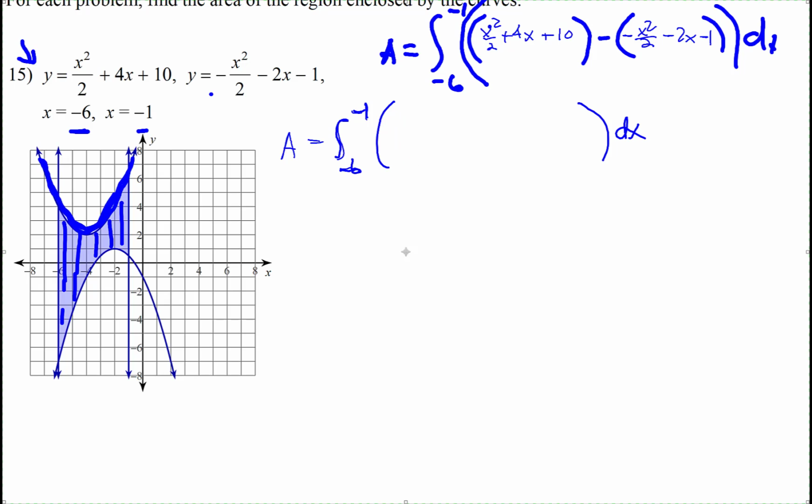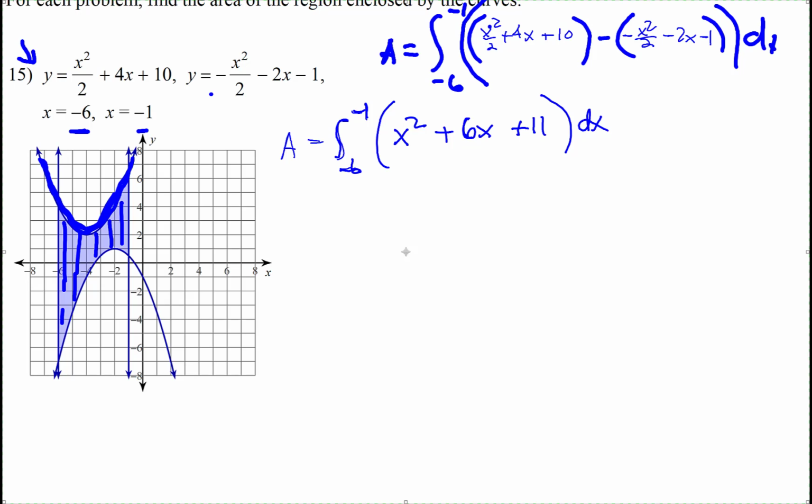Well, x squared over 2, subtract a negative x squared over 2. Well, that's like adding a positive, and 1/2 plus 1/2 is 1 whole. So we have x squared. 4x, subtract a negative 2x, is adding 2x. So 4x plus 2x is 6x. And then 10, subtract a negative 1, plus 1 is 11. All right. So now we are ready to integrate.